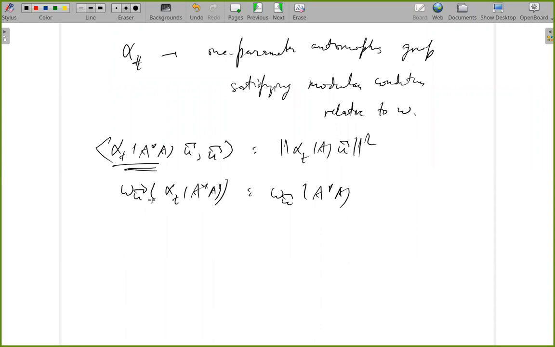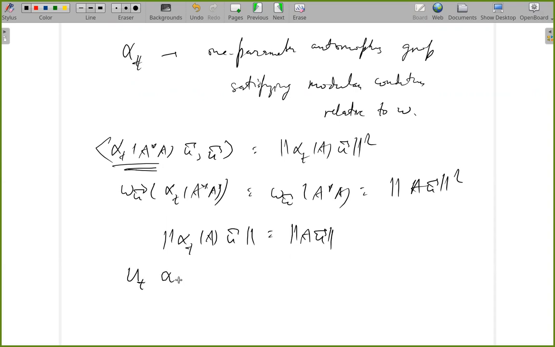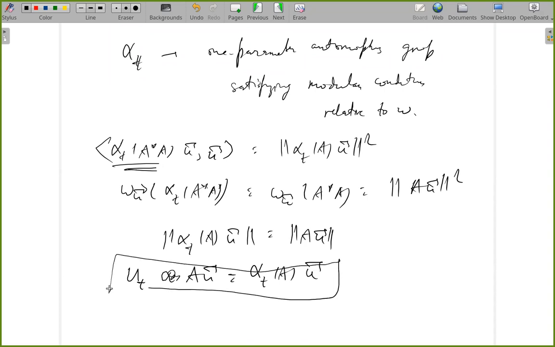So in fact, if you satisfy the modular condition, you'll have this omega_u of alpha_t of a star a is this. But again, reinterpreting this, you end up with the norm of a u, whole squared. So overall, this is true for any a in the von Neumann algebra. So now using this, we are going to define a unitary operator u_t. So u_t is defined as u_t of a u is equal to alpha_t(a) u. This is the definition. So it's defined on a dense subset. Also, it's an isometry, so I can extend that definition. So I got this unitary operator. So u_t is a unitary operator.